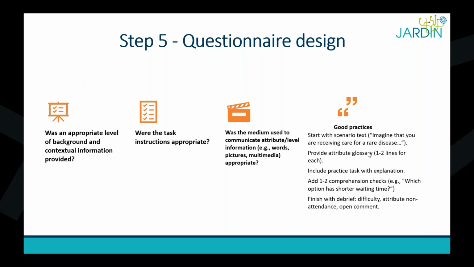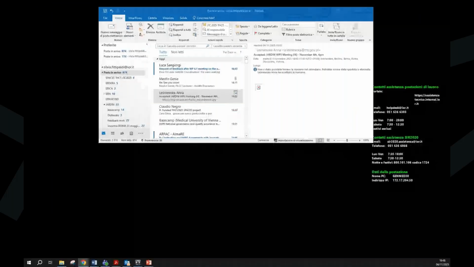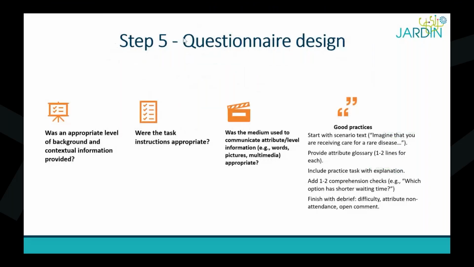So for instance, we give them two programs, program A and B, and then we ask them which option has the shorter waiting time. So they only need to check which program has the smaller or shorter waiting time, looking at the number of minutes. And that is used to make sure respondents understand the exercise that we're providing them. And then we present the actual choice sets, the 10 choice sets.